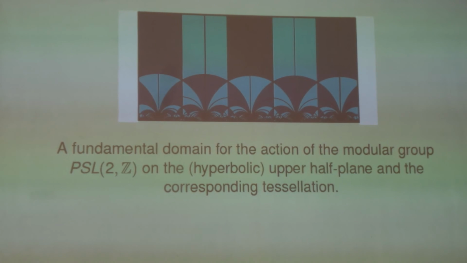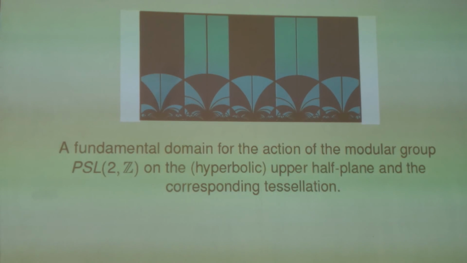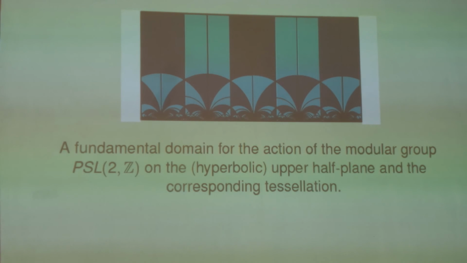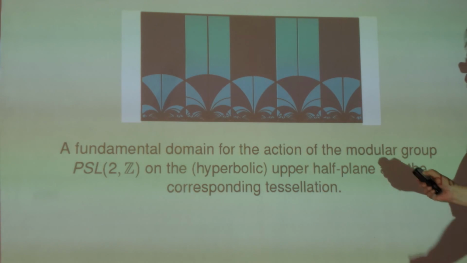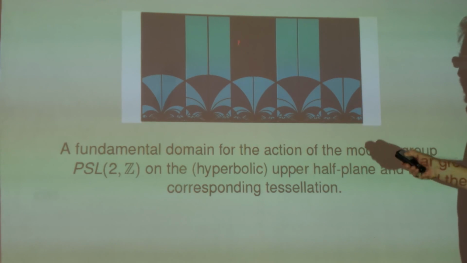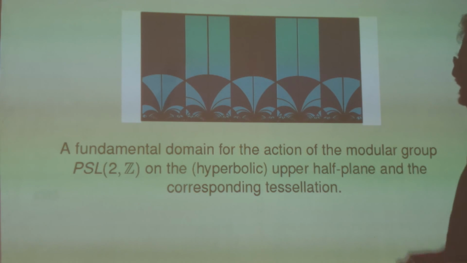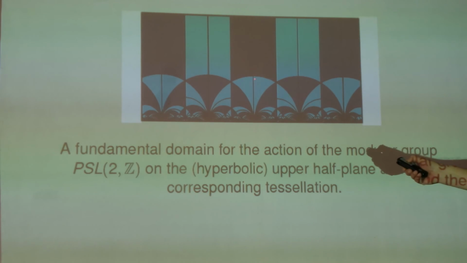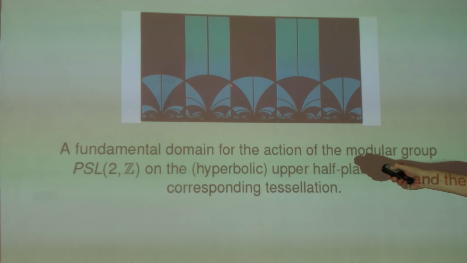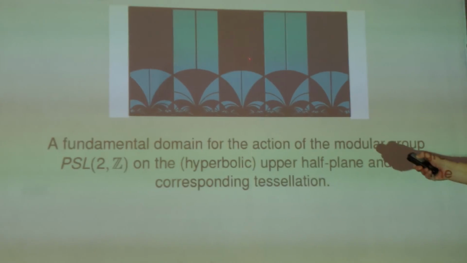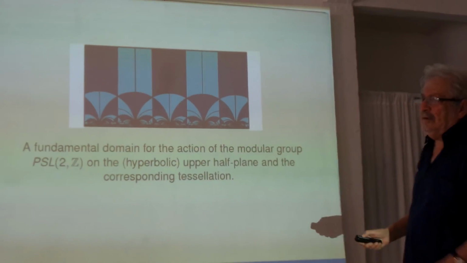This is one of the most beautiful figures in all mathematics, the tessellation obtained by this group. The fundamental domain is this triangle. It's an ideal triangle with one vertex at infinity, and the angles are 60 degrees and 60 degrees. T is a rotation of 180 degrees around i here, and the other component, S, is a rotation of 120 degrees here. With this you tessellate the plane by this group.